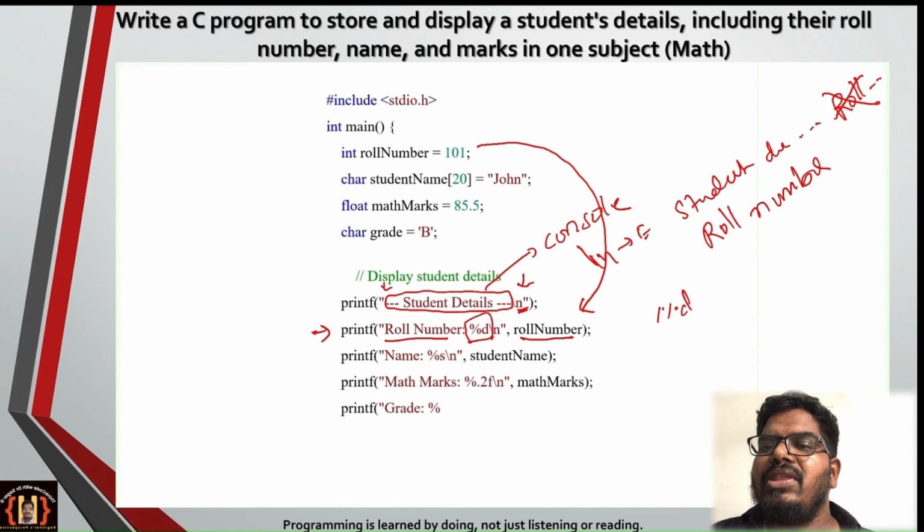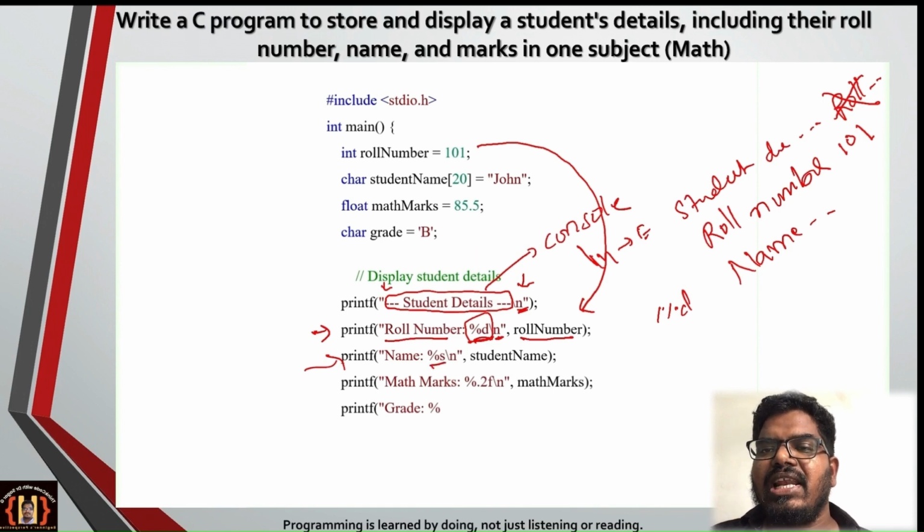You take the data variable called roll number, and whatever value is stored in roll number, you print that value in place of %d. That means 101 will be printed here. After printing, I have immediately \n, which means the next item, the name, will be printed on the next line. Okay, right? That is the meaning of it.